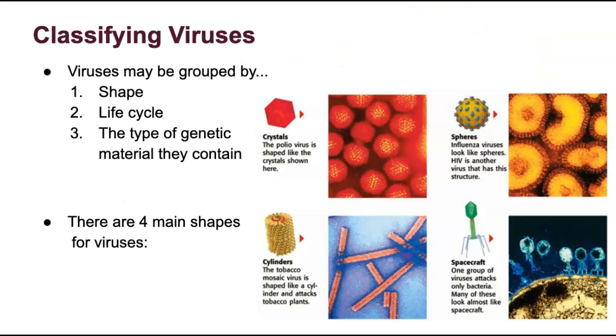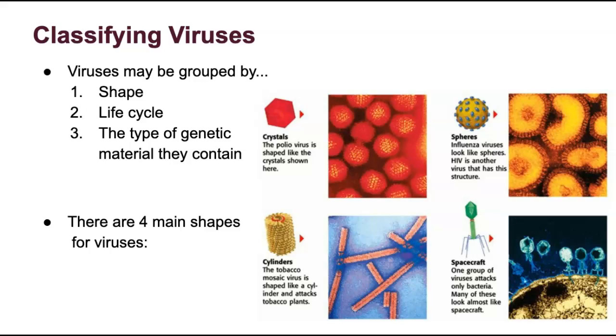Viruses are also going to be grouped by shape, sort of like bacteria. We have four main shapes that you see here. This is the crystal shape. The poliovirus is a crystal-shaped virus. We have viruses that look like spheres. Influenza is going to fit into this category along with HIV and AIDS. We have cylinder-shaped viruses like the tobacco mosaic virus, which affects plants. And then this is my personal favorite shape, the spacecraft shape. This is a group of viruses that attack only other bacteria. They kind of look like spacecraft.